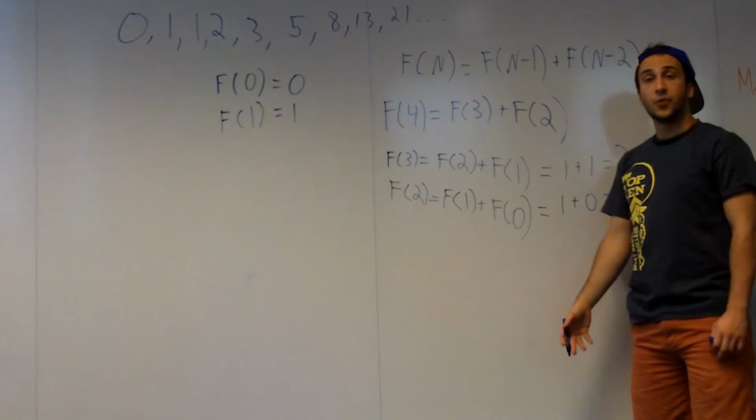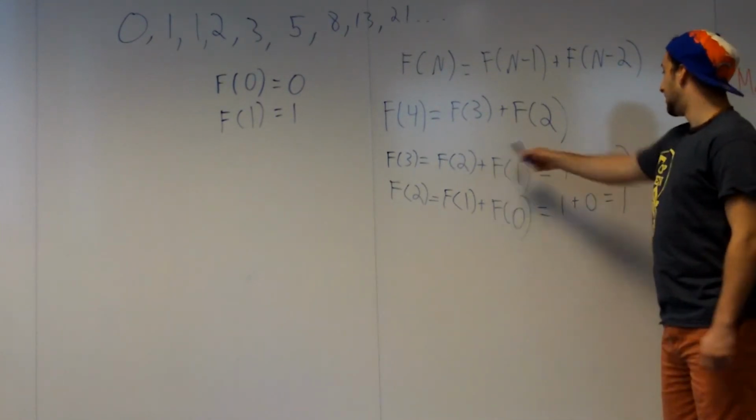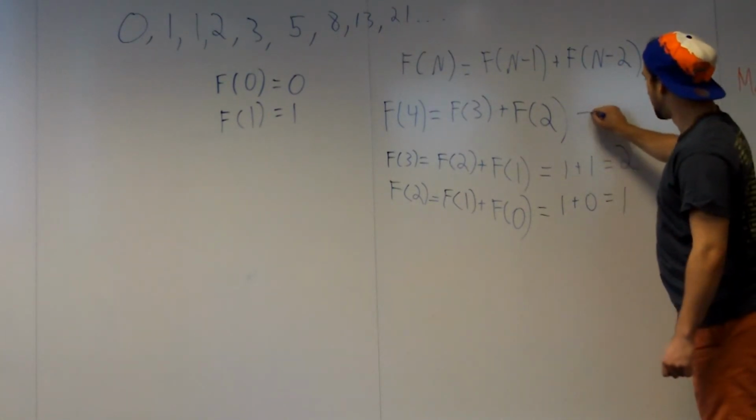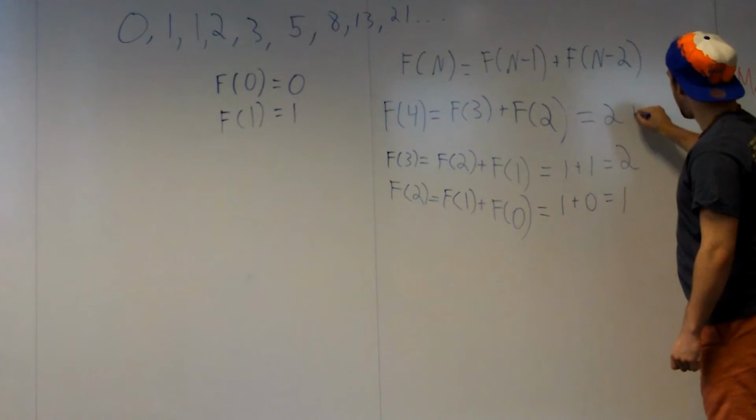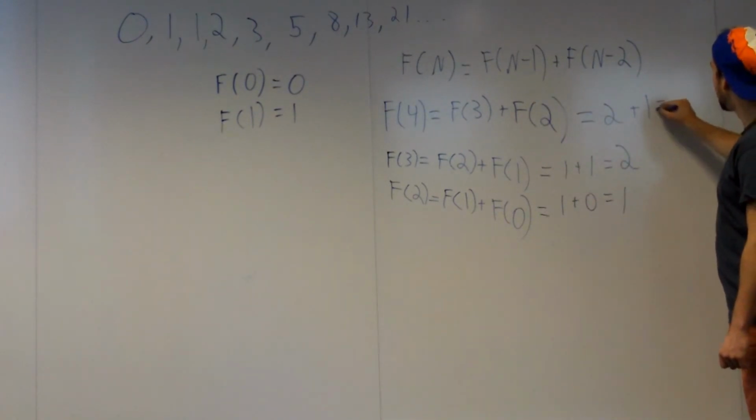Finally, to find f of 4, which was our largest problem, we simply substitute for f of 3 and f of 2, which we both already solved for, to finally find that f of 4 is simply 3.